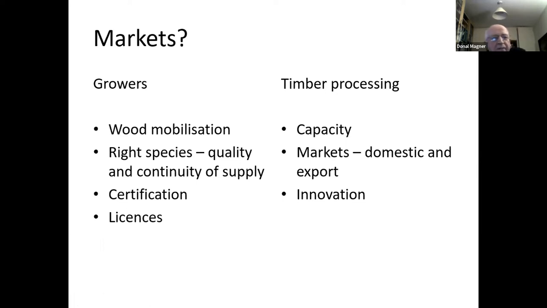From a growth perspective, the big challenges are wood mobilization, getting the right species and getting the right quality and continuity of supply. Certification is also an issue, which is too detailed to go into tonight, but that is becoming a problem. And of course, as already mentioned by two of the speakers, licenses is a problem that we should be able to solve once this project Woodland has reached its conclusion.